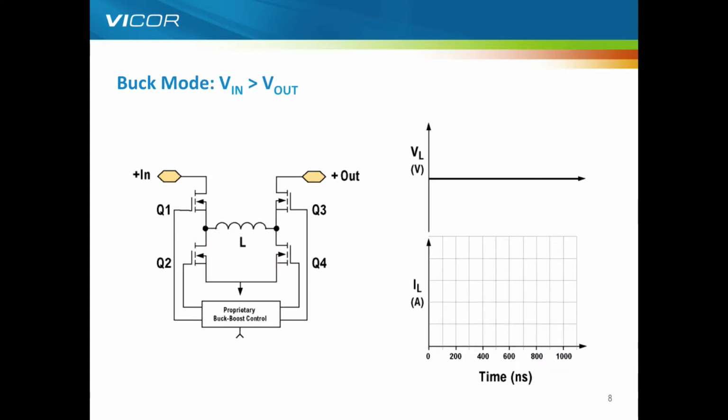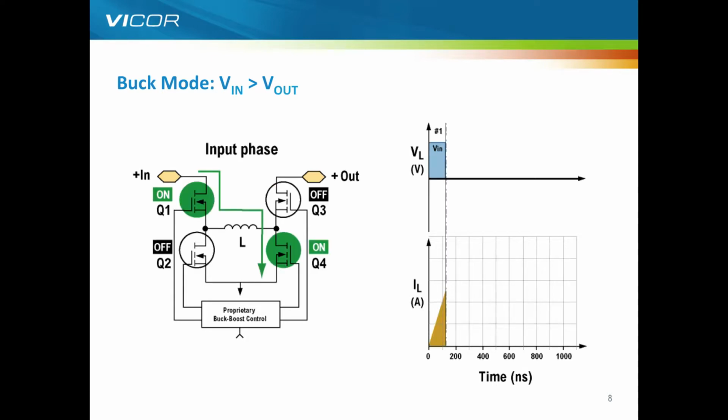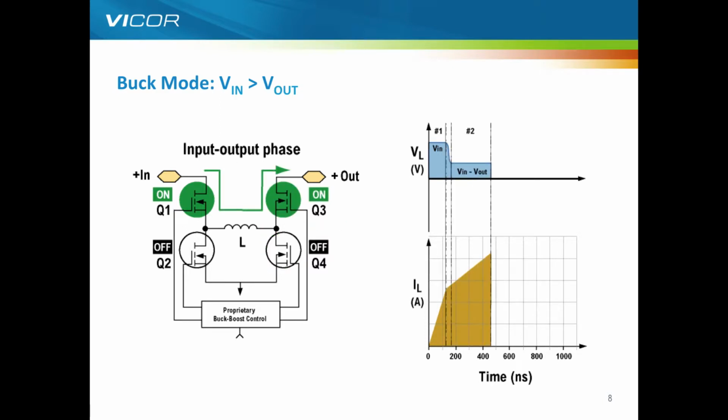When we look at the buck mode, again, same input phase, same Q1 and Q4 on, but notice a very small time duration. And then after the ZVS transition, the current across that inductor continues to rise. So here we are, we're bucking down, so the input is higher than the output, and you can see the continuing current flow there. Notice obviously that we have now a positive voltage across that inductor.